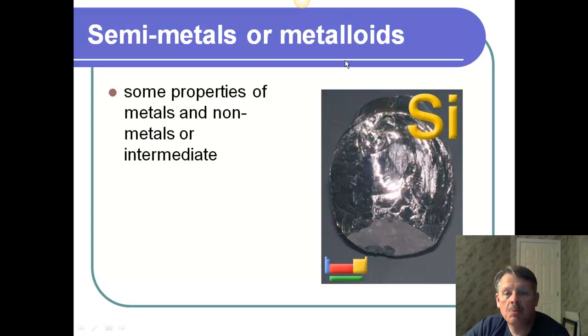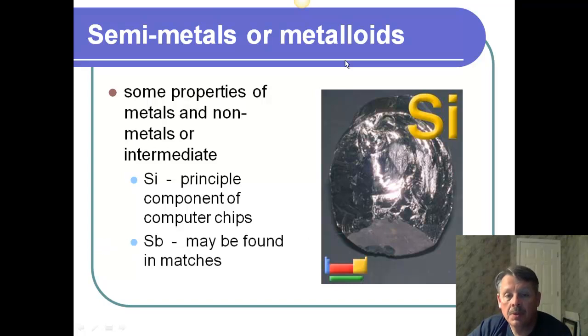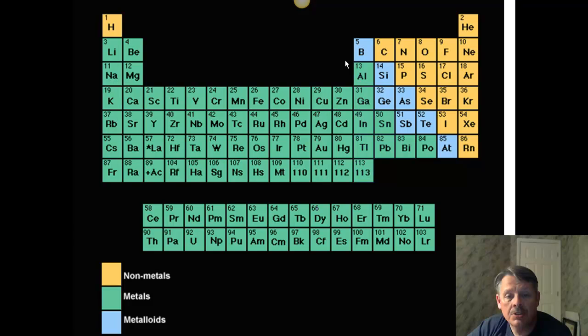It has some of the properties of metals, like it's shiny. It has some of the properties of nonmetals, or they're kind of in the middle and intermediate. So for example, silicon is what's called a semi-metal, and it's also a semiconductor. Under certain circumstances, it will conduct electricity, and under certain circumstances, it will not. Hence, it's termed semi-metal. It is a principal component of computer chips. Antimony can be found in matches. That is another semi-metal, and arsenic is a poison.